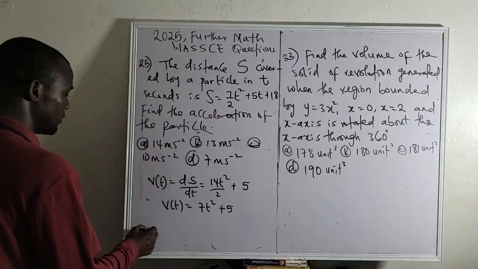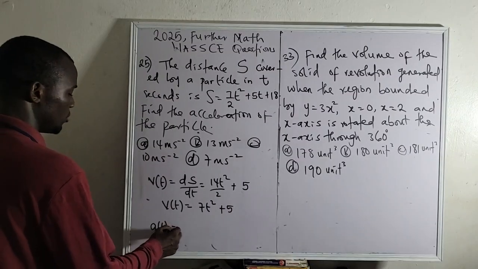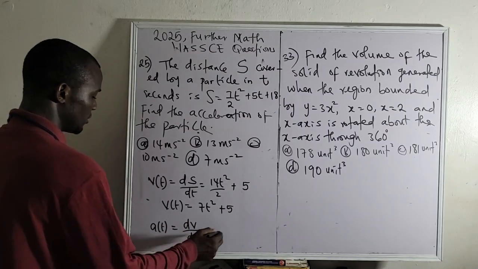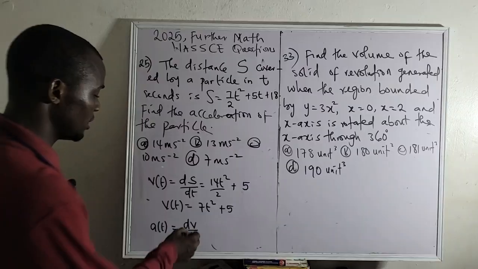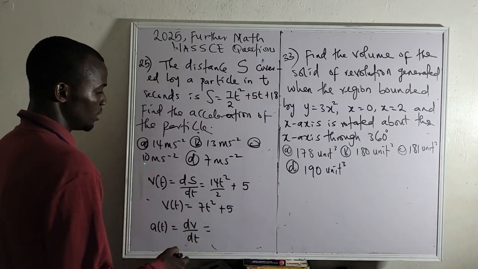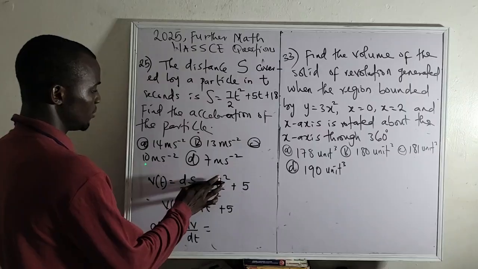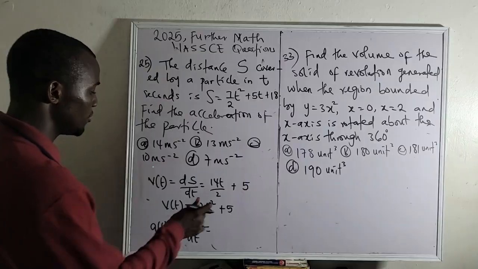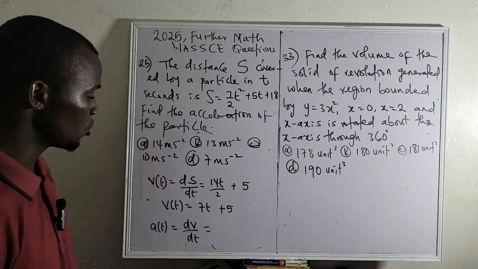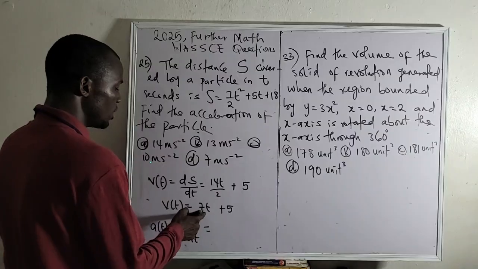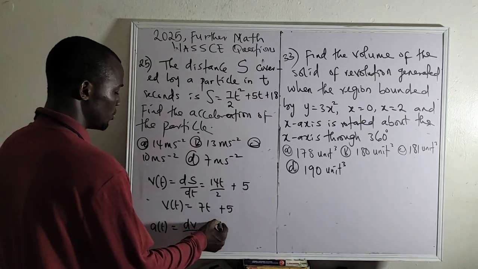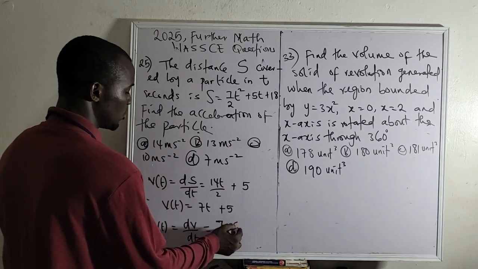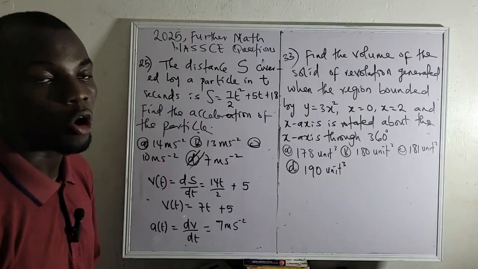Then the second derivative, a of t, will be dv over dt. The v with respect to t. If you take the derivative, this one will no longer be squared, it will just be singular. Now we have 7t. If you take the derivative of 7t, that would just be 7. And 5 will go to 0. Hence, this is our meter per second squared, and that is option D.